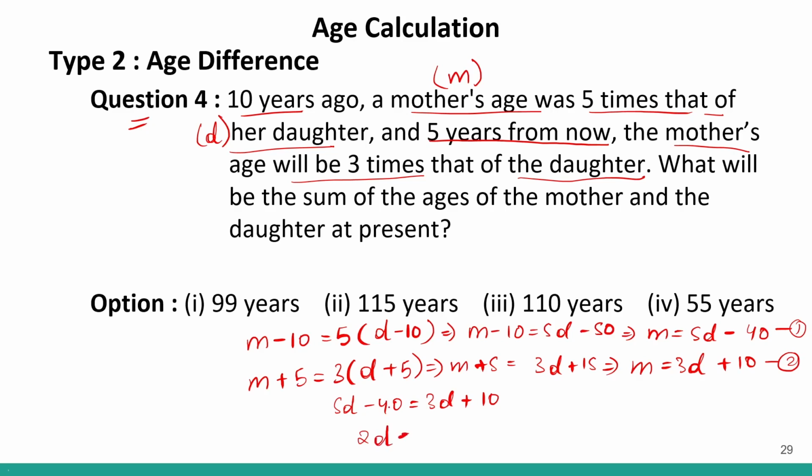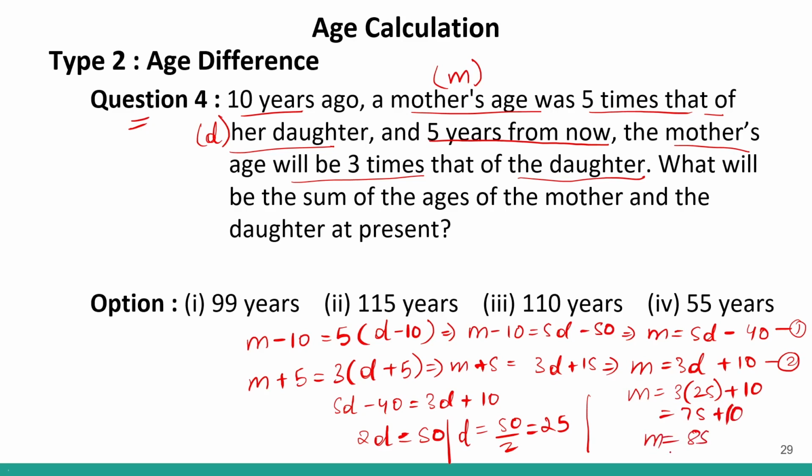And over here, if I take 40 this side, it will be 10 plus 40, which is 50. So daughter's age will be how much? It will be 50 minus 50 divided by 2, which is 25. And based on this, I can find the age of mother as well. So mother's age will be 3 into 25 plus 10. So this is 75 plus 10, which is equal to 85. So the age of the mother will be 85.